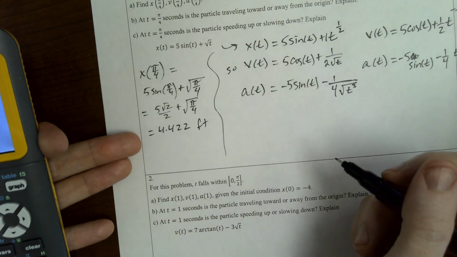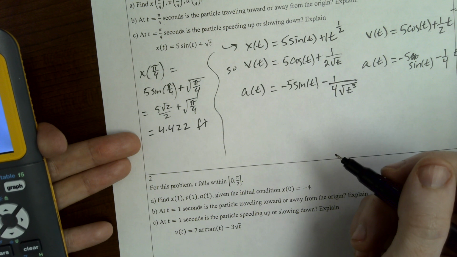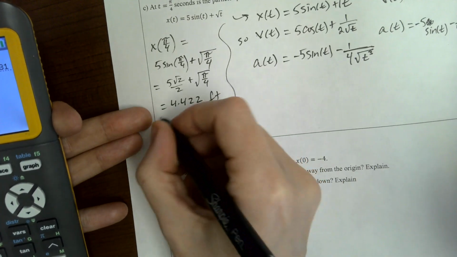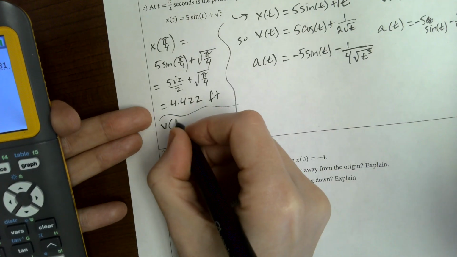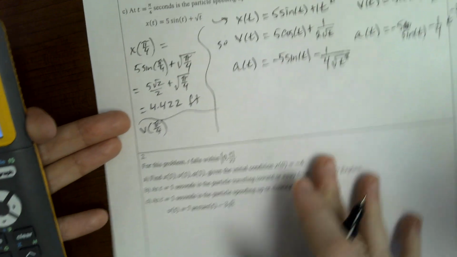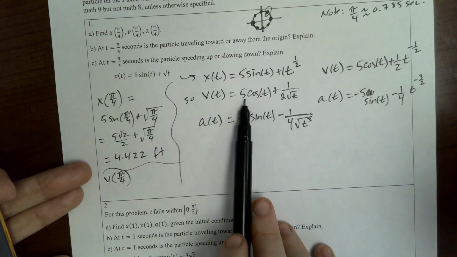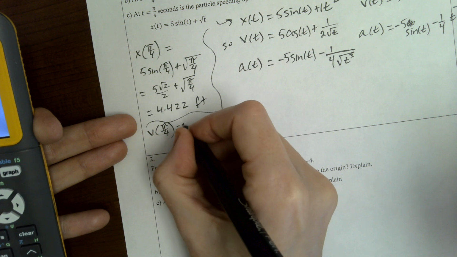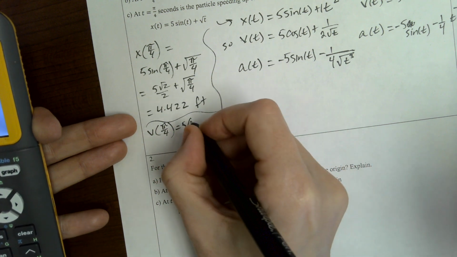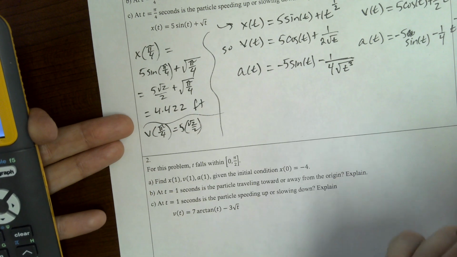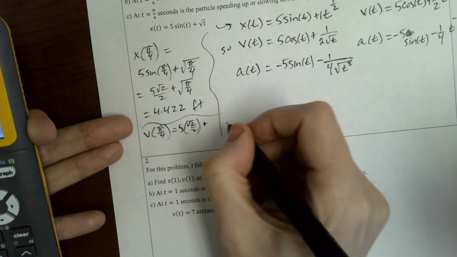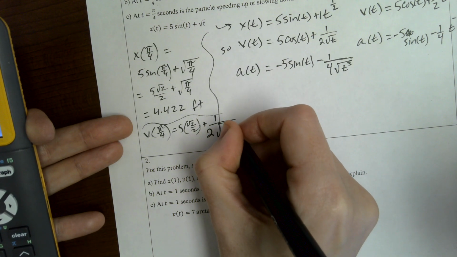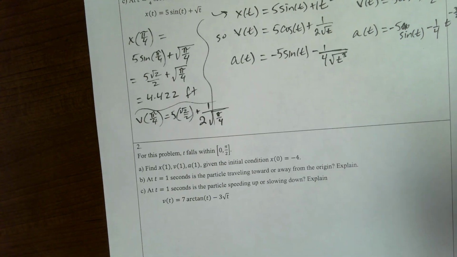Okay, now let's do v. All right, so now we need v of pi over 4. Okay, so it's going to be 5 times cosine of pi over 4, so that's also radical 2 over 2. And then that's 1 over 2 square root of pi over 4.